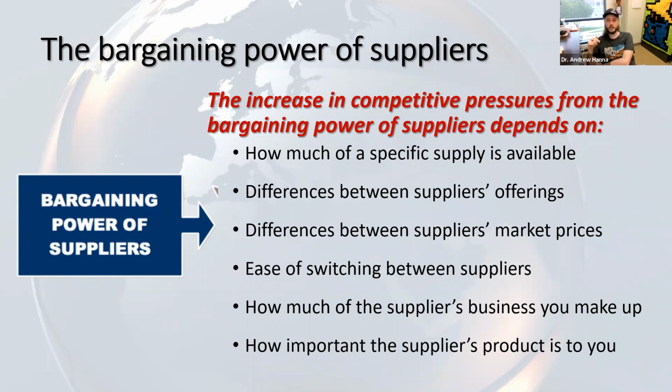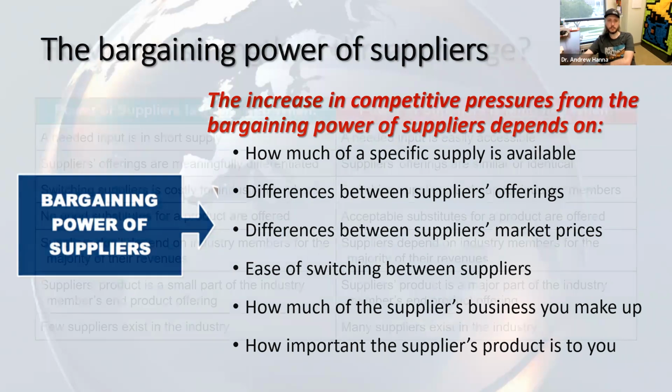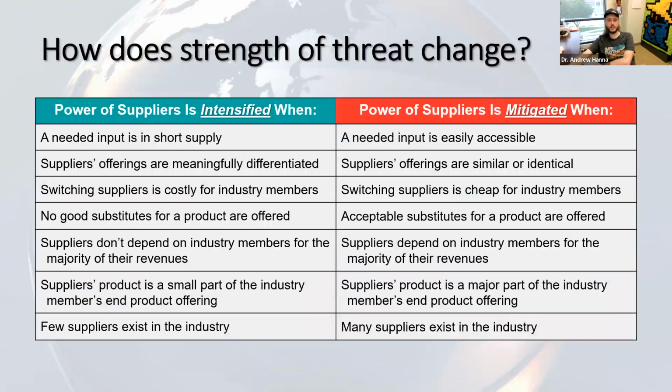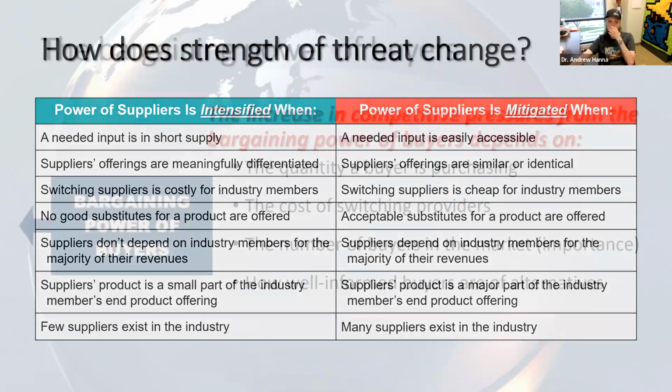So powerful or influential suppliers are a source of really strong competitive pressure, when they have the ability to charge us higher prices, when they understand that what they have is valuable and rare, when they understand it'll be hard for us to find alternatives, they know they've got a lot of bargaining power. We don't want that. Again, some great examples here for you to look at when power of suppliers might be increased or mitigated.